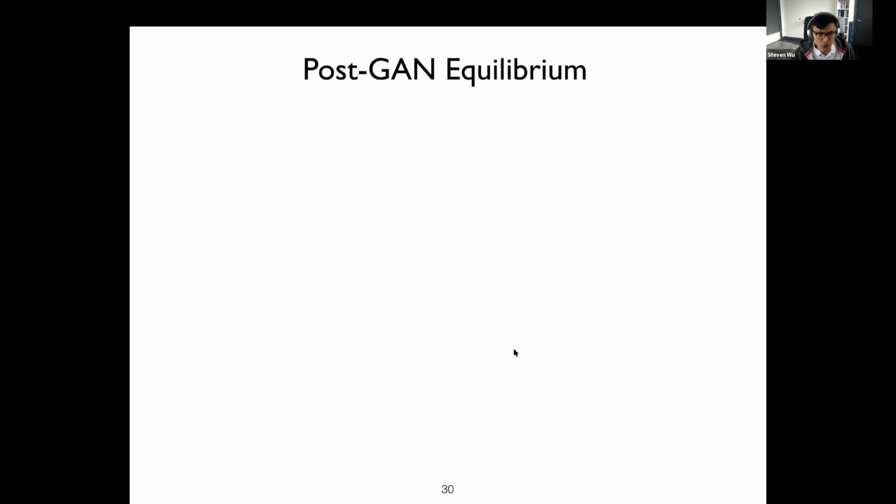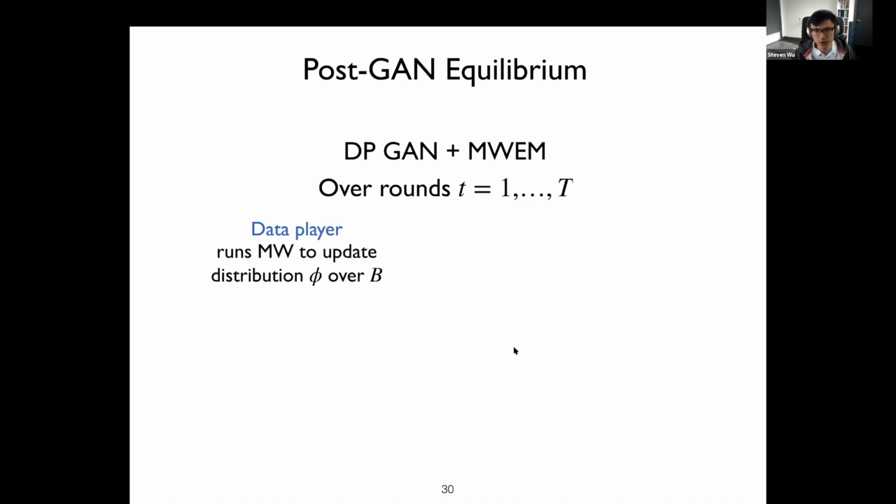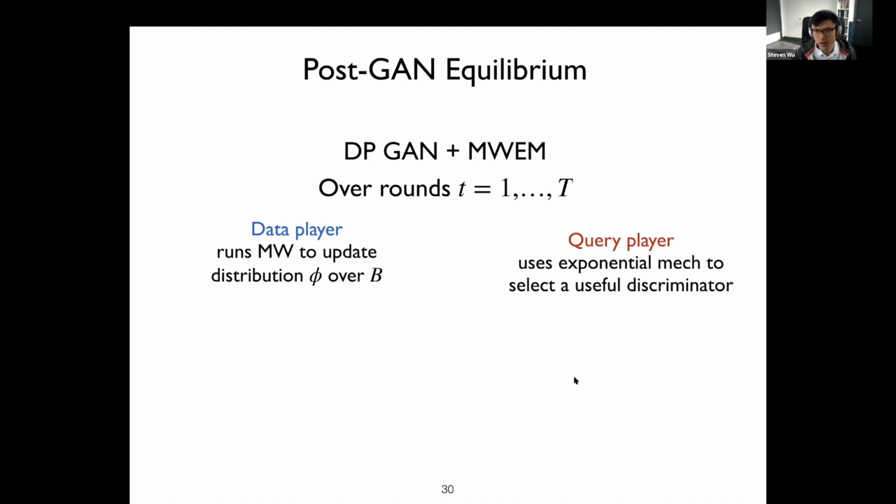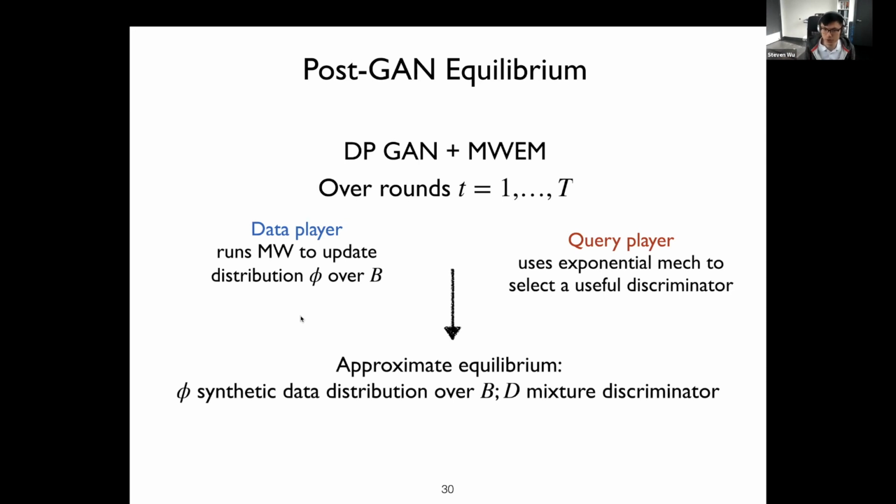So what we do within this framework can be viewed as an organic combination between the DP GAN approach and the MWEM approach we just mentioned. Here we have the data player running multiplicative weights, but over a much smaller object, because these are just samples generated from the generators, and the query player running the exponential mechanism to select a useful discriminator, also from within the trajectory of the training process, to give criticism for the data player to improve. This allows you to compute an approximate equilibrium within this post-GAN zero-sum game. And the synthetic data distribution is now a mixture over the generated samples across all the generators.